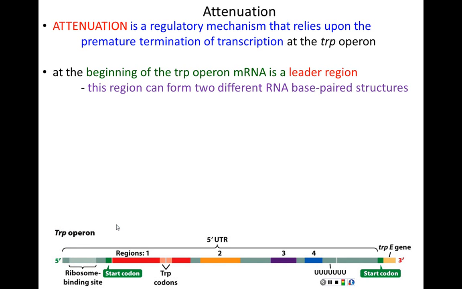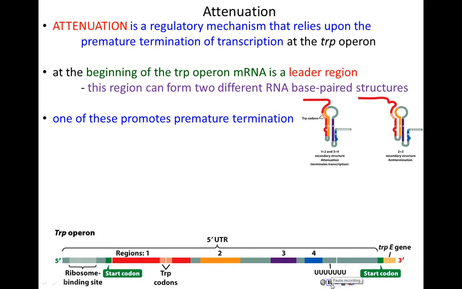The way that this leader region is sequenced at the DNA level and at the RNA level when we transcribe it is that it can form 2 different RNA base paired structures. Call these stem loop structures. I'll show them in just a second. One of these structures promotes the premature termination of transcription of this operon, and the other allows transcription to continue and does not promote premature termination.